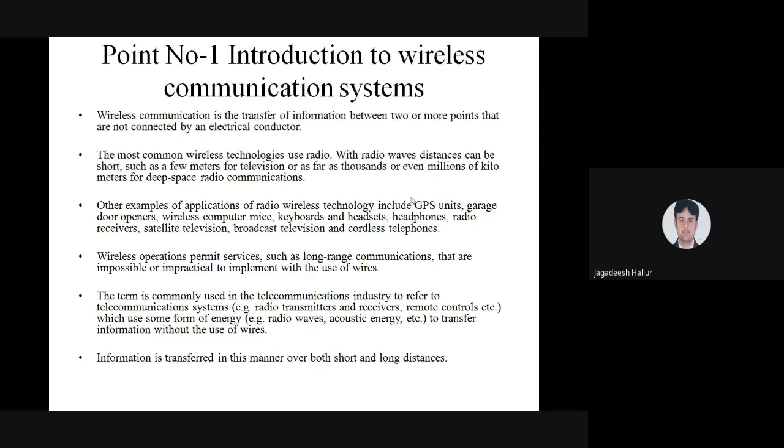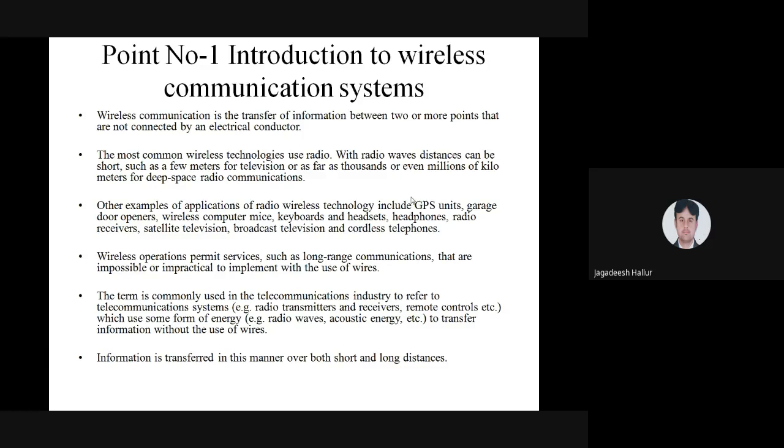In that, the first point is introduction to wireless communication system. Someone will ask you the question, what is wireless? Wireless is nothing but there is no connection from one end to the other end. What is wired? There is a connection from one end to the other end, a physical connection. Wired has a physical connection; wireless has no connection between one end and the other.